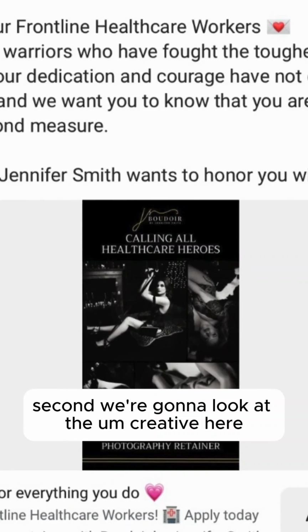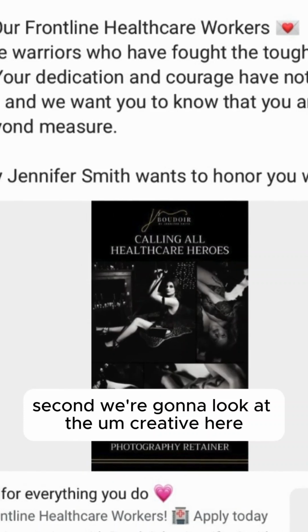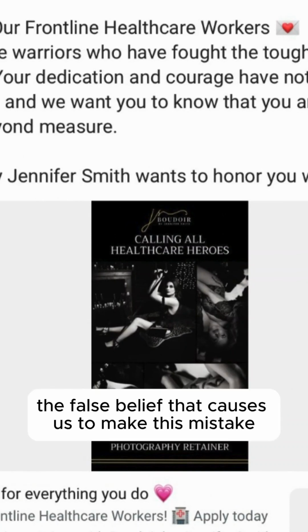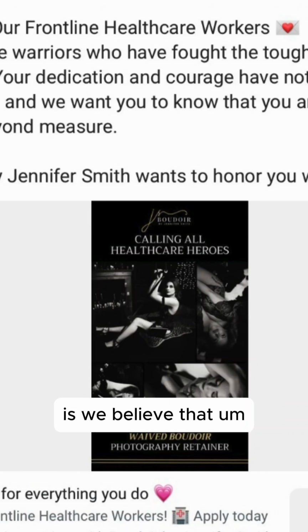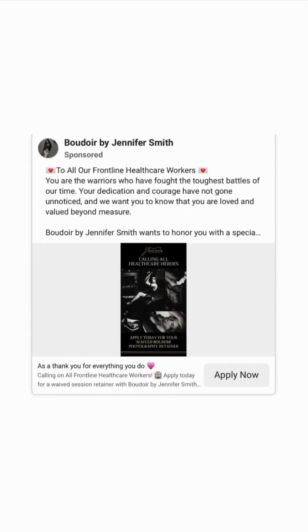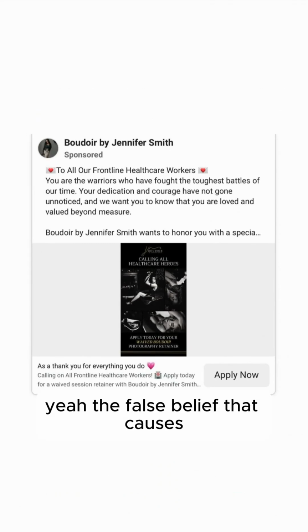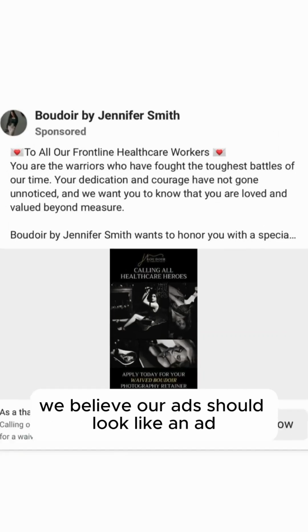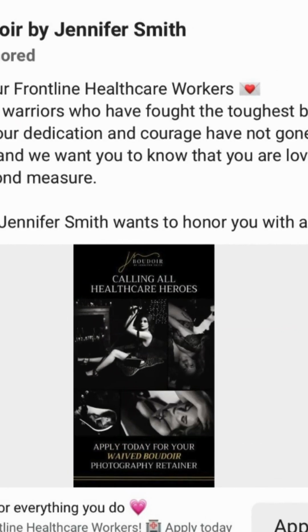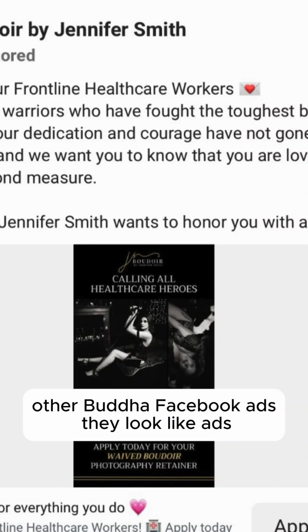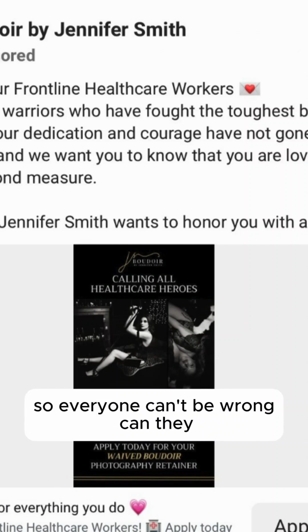Second, we're going to look at the creative here. So we got the looks like an ad mistake. The false belief that causes us to make this mistake is we believe our ad should look like an ad, because that's how we see other Facebook ads. They look like ads. Other Boudoir Facebook ads, they look like ads. So everyone can't be wrong, can they?